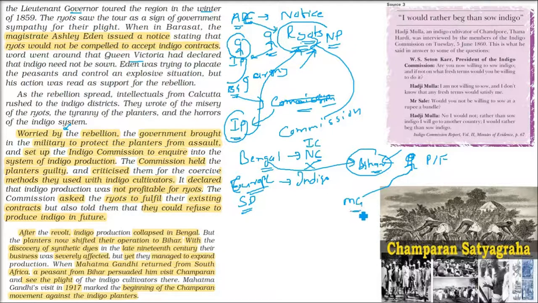So one of the peasants went to Mahatma Gandhi. Gandhi had just returned from South Africa, and he persuaded him, please come to Champaran and see the plight, distress and problems of the cultivators. This question is always asked: in 1917 it marked the beginning of the Champaran movement against whom? The indigo planters. And finally this Champaran Satyagraha was a success, and this marked the first success of Mahatma Gandhi, and that is how we later got independence, because of all these satyagrahas.